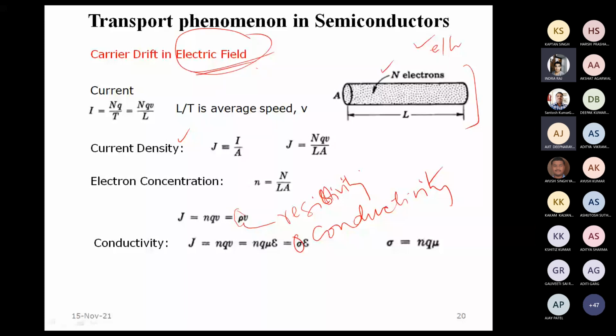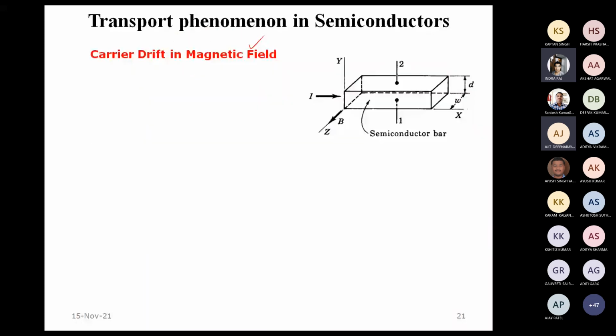Okay, so for understanding this transport phenomena under a magnetic field in a semiconductor, we assume here a semiconductor bar having some cross-sectional area as shown over here.